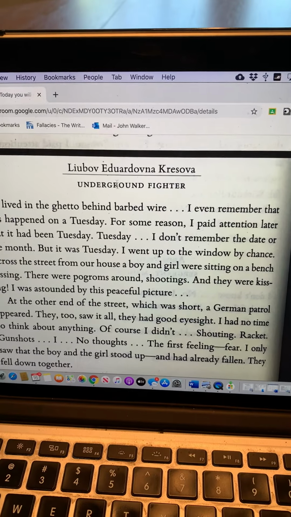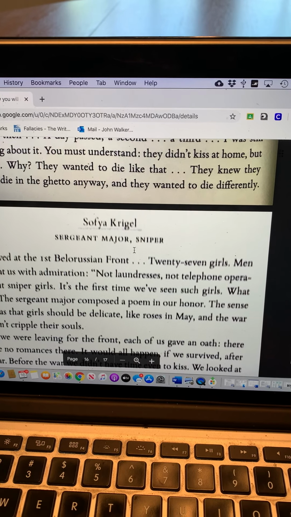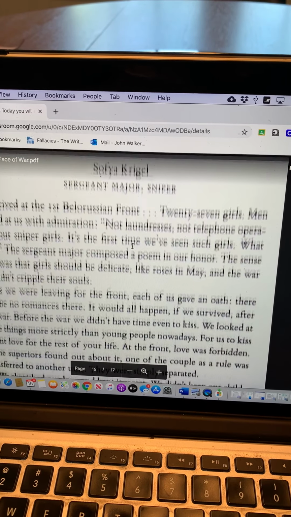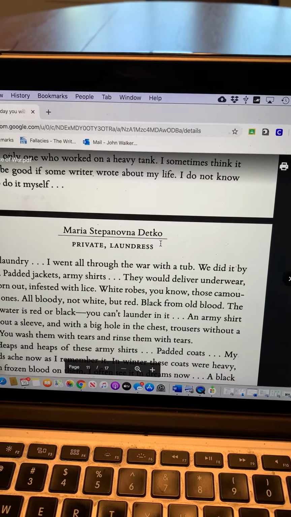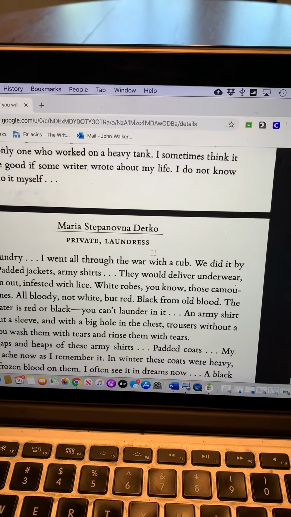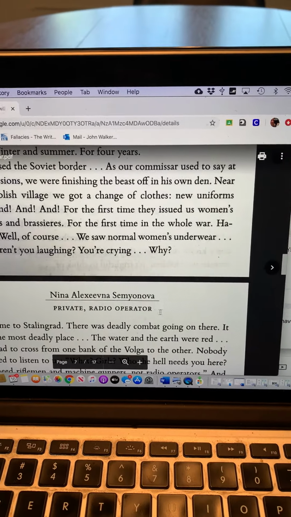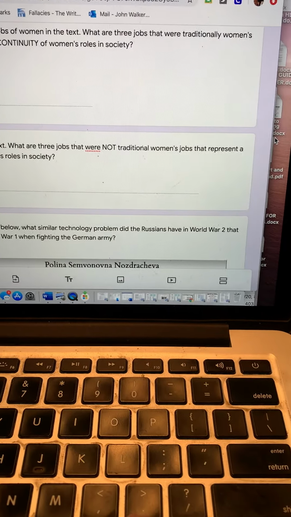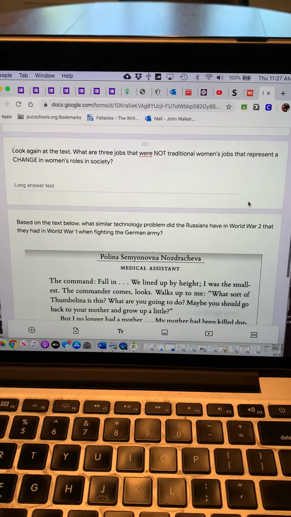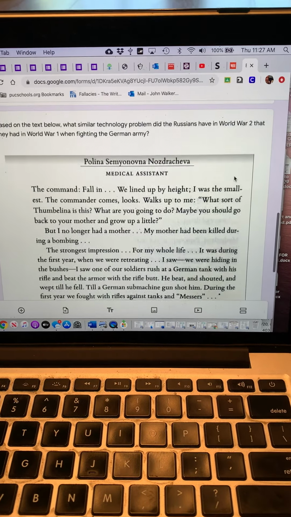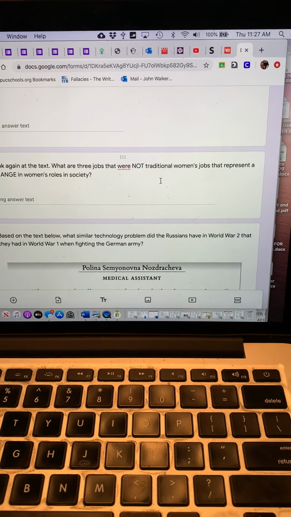So as you look at the different types of jobs, notice we're not even reading the text. We're just looking at the sourcing. A sniper, is that a traditional woman's job? Searchlight operator. I want you to find 3 that you determine are not traditional. Laundress. Is that a traditional woman's job, or does that represent a change? So go through and decide. Radio operator. Which do you think? Remember, we're talking about the 1940s. In my grandparents' generation, your great-grandparents' generation, what represented traditional jobs and what are not traditional jobs that represent a change in women's role in society.